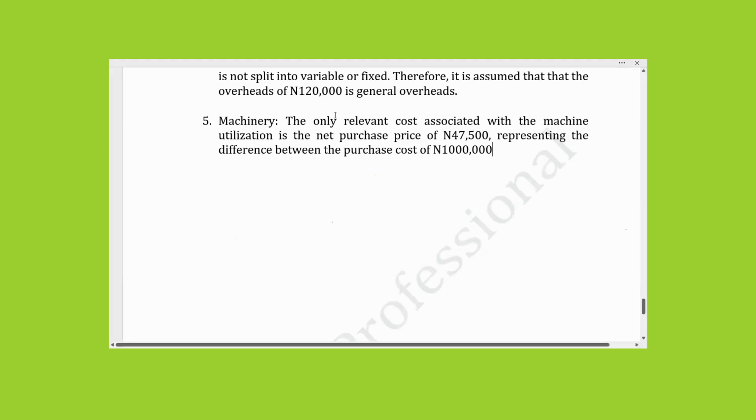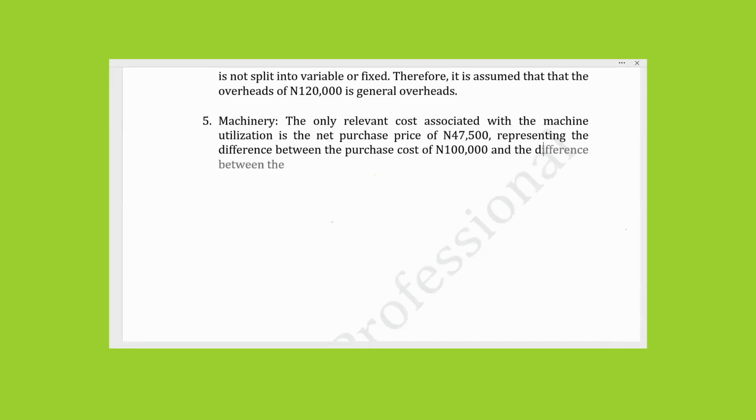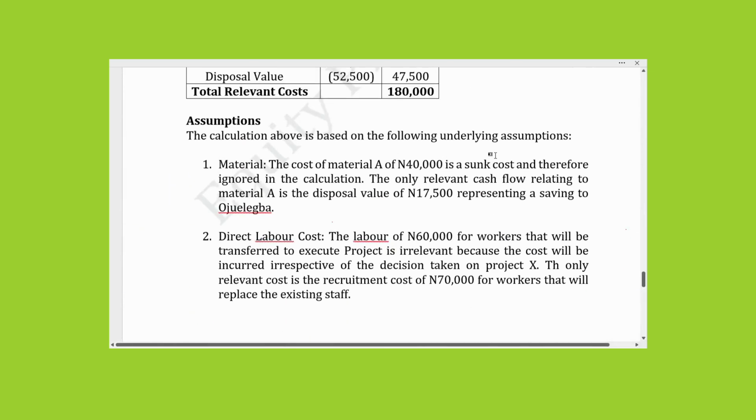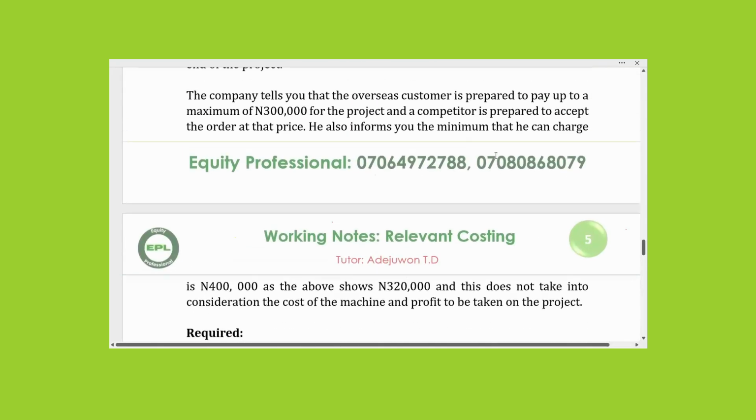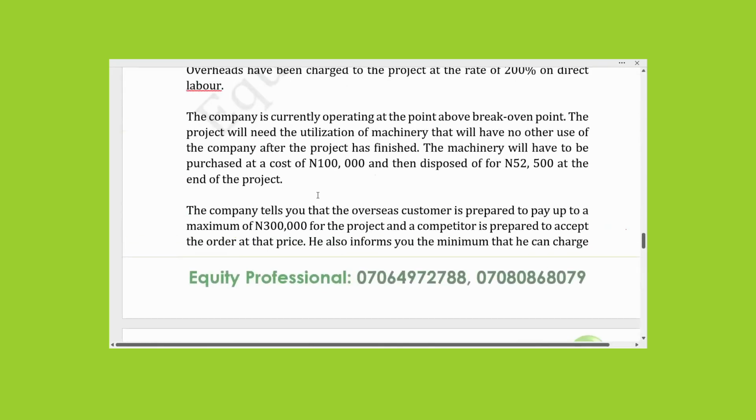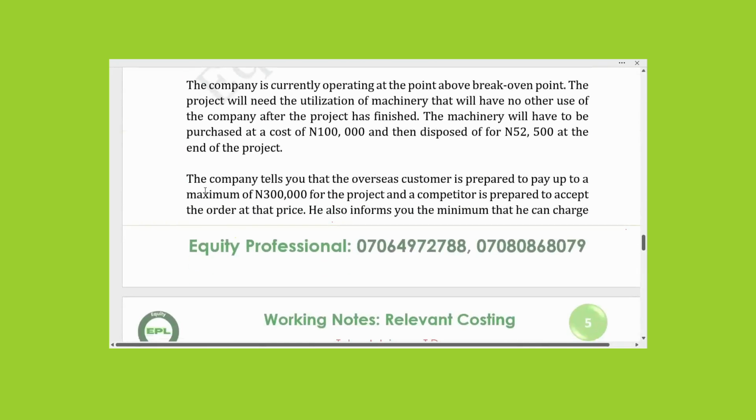Okay, purchase cost of 100,000 naira and the disposal value of 52,500 naira. That's it. I think that's the last one. The other one, the last paragraph, is not related to our calculation. So this last paragraph, you are going to need it when you want to write your report.